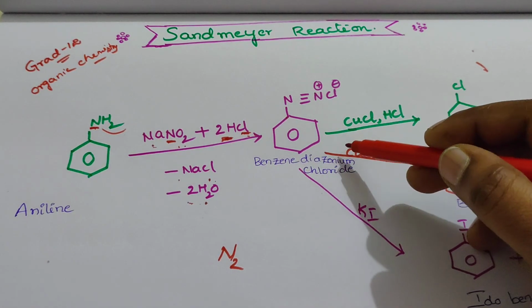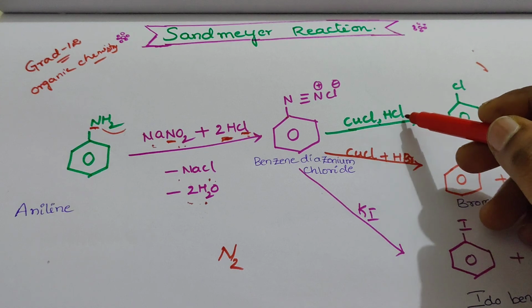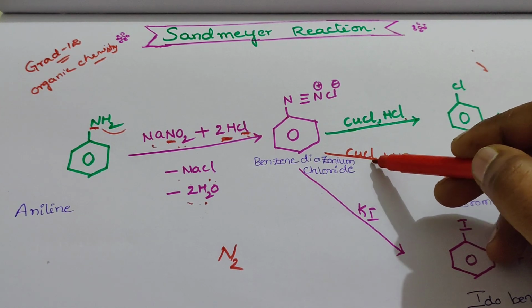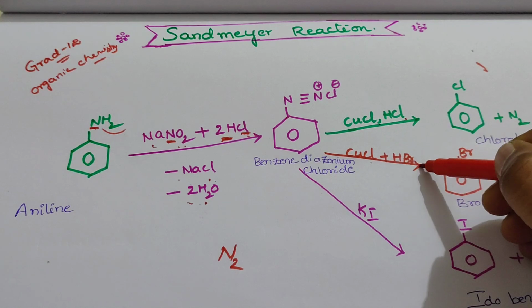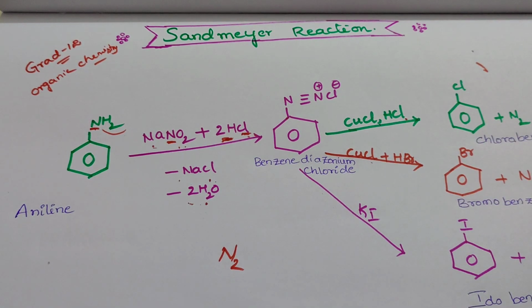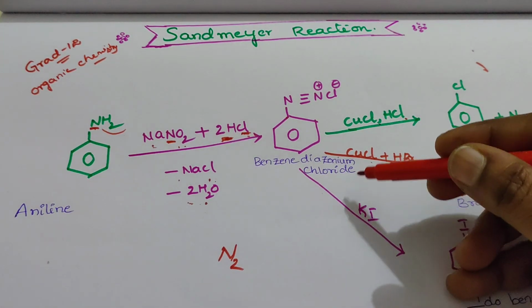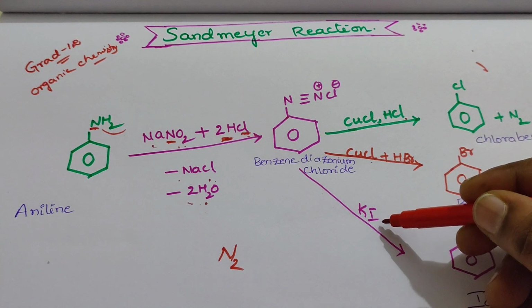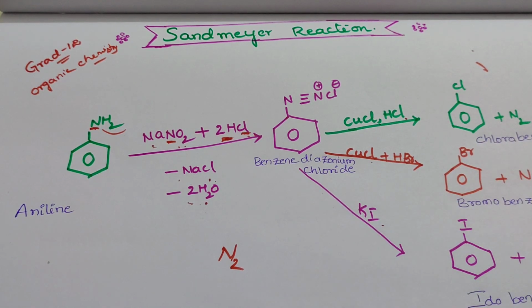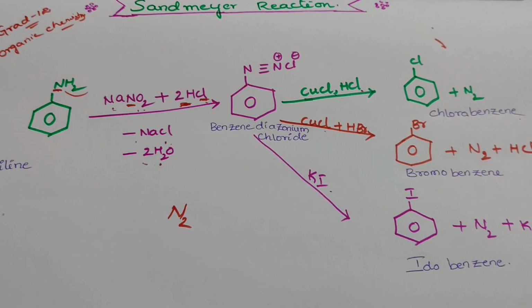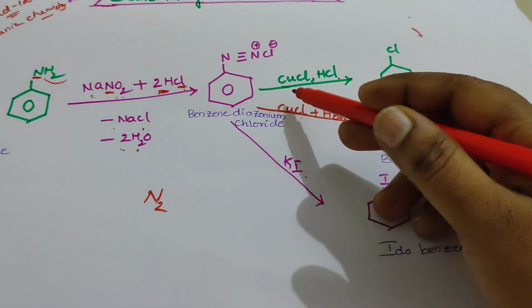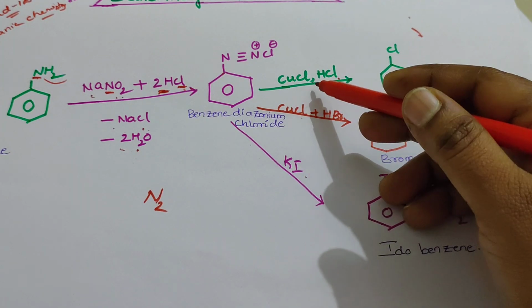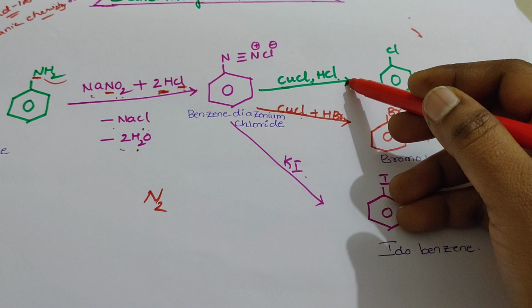Benzene diazonium chloride reacts with CuCl and HCl, and benzene diazonium chloride will react with CuCl and HBr to form bromobenzene. Benzene diazonium chloride will react with potassium iodide to produce iodobenzene and KCl.